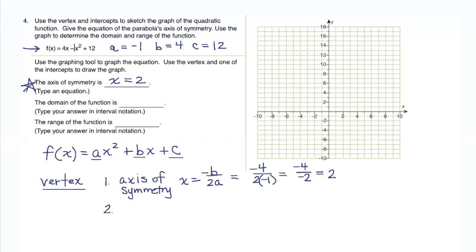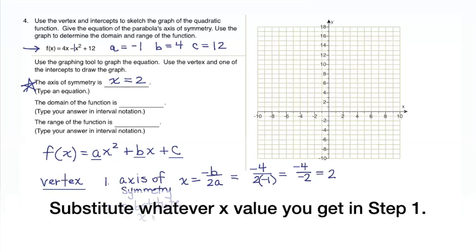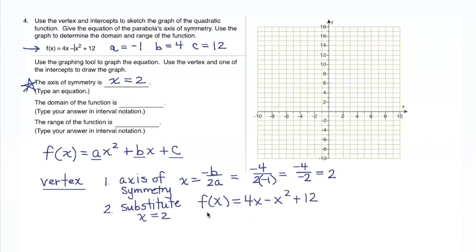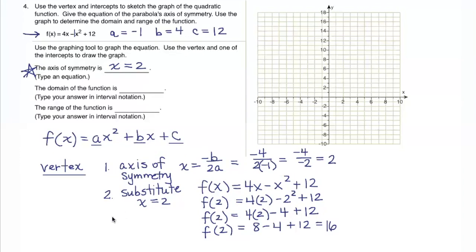The second step towards finding the vertex is to substitute x equals 2 into the original equation. Substitute 2 for the x's. Order of operations is I do the exponent first, which means I take 2 and square it, which is 4. Now I do the multiplication and finish. Putting those two steps together, my vertex coordinate would be the point (2, 16).